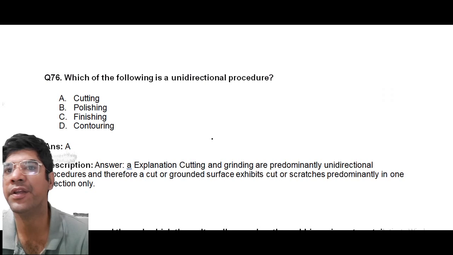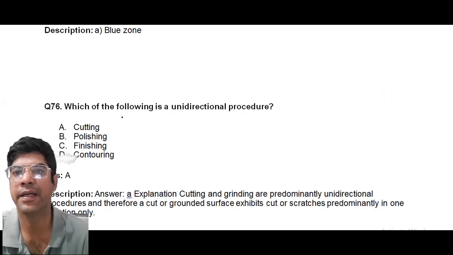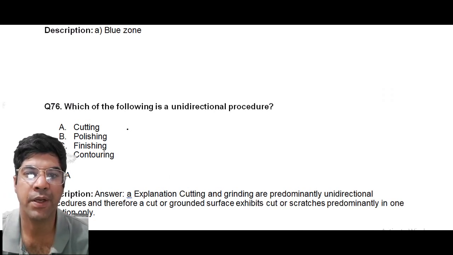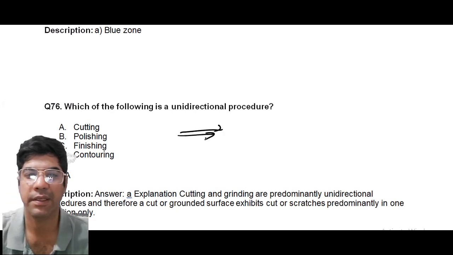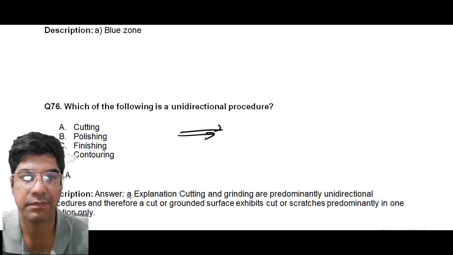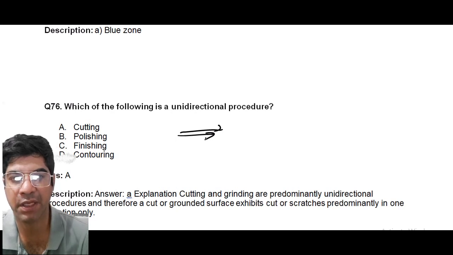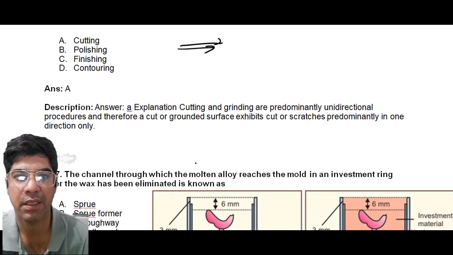Which of the following is a unidirectional procedure? Cutting and grinding, remember, are predominantly unidirectional procedures. Therefore, they cut in one direction only. Cutting involves the removal of material in a specific direction, and the cutting tool or instrument moves in that direction.